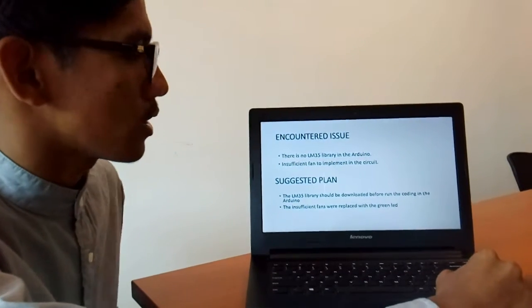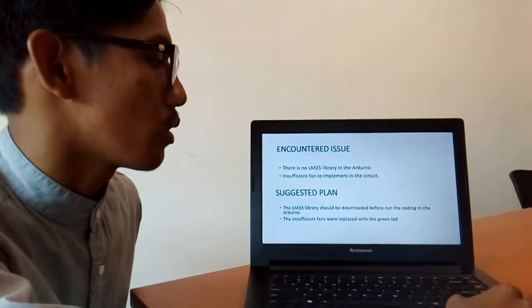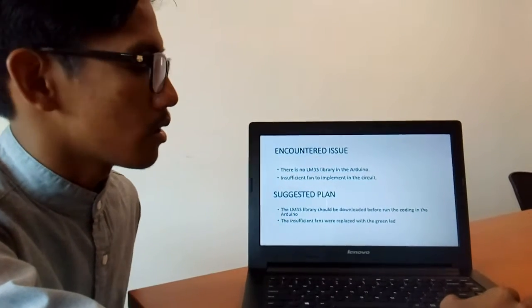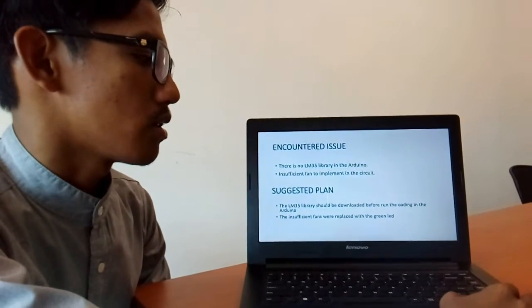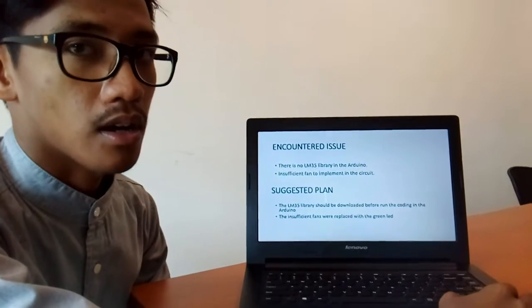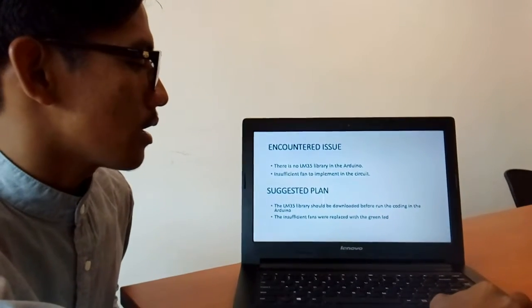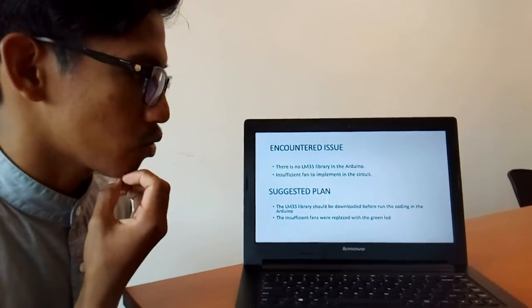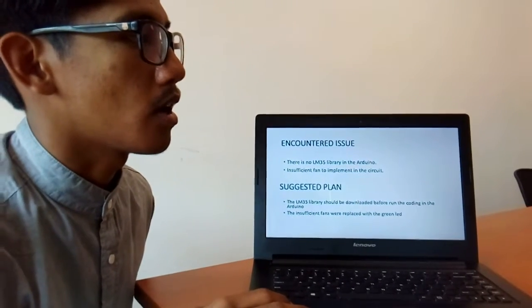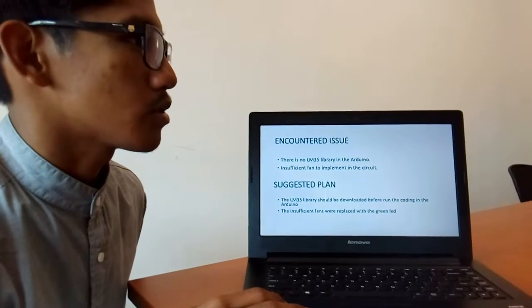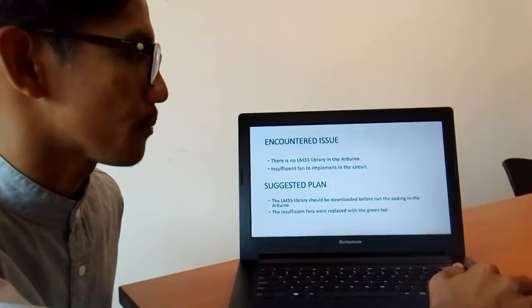So let's proceed to the encountered issues. There are some problems that we face: there is no LM35 library in Arduino. As the suggested plan, we should download the LM35 library in the Arduino so that we can run the coding. Secondly, there are insufficient fans to implement in the circuit, so we replace the fan with a green LED.